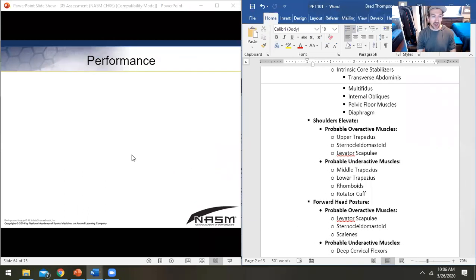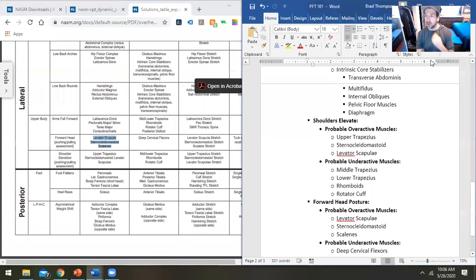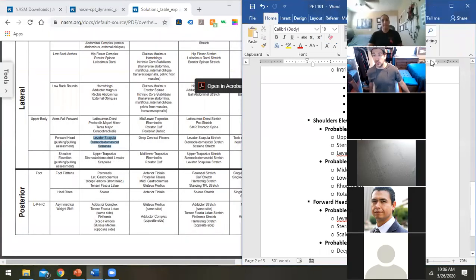So those are your upper body posture assessments. Do you guys have any questions on that stuff right now? Pretty good? Okay, so that's really the big one that we kind of wanted to look at today.